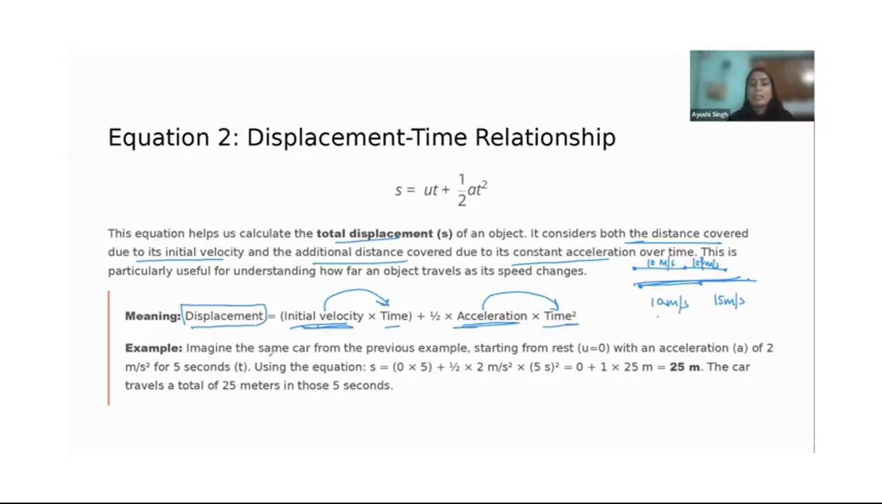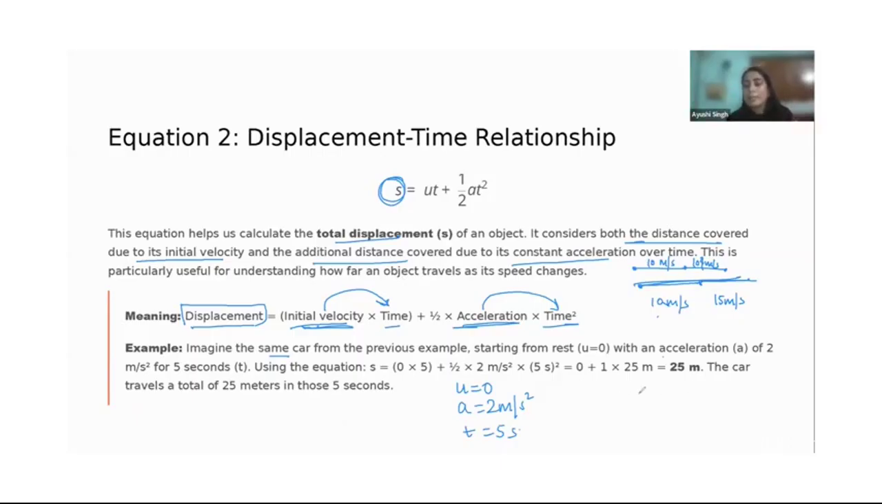Imagine the same car from the previous example is again starting from 0, initial velocity 0. Now with an acceleration of 2 meters per second squared, the same example we are taking, and time is 5 seconds. Now using this formula, you can tell how much displacement that car would have, how much it will move in a particular time.